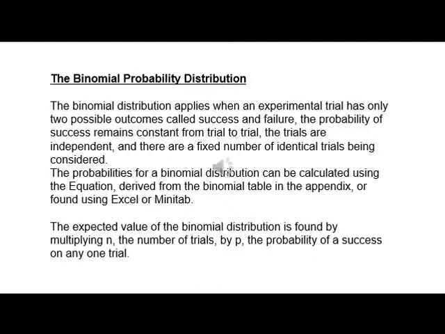The probabilities for a binomial distribution can be calculated using the equation, derived from the binomial table in the appendix, or found using Excel or Minitab. The expected value of the binomial distribution is found by multiplying n, the number of trials, by p, the probability of a success on any one trial.